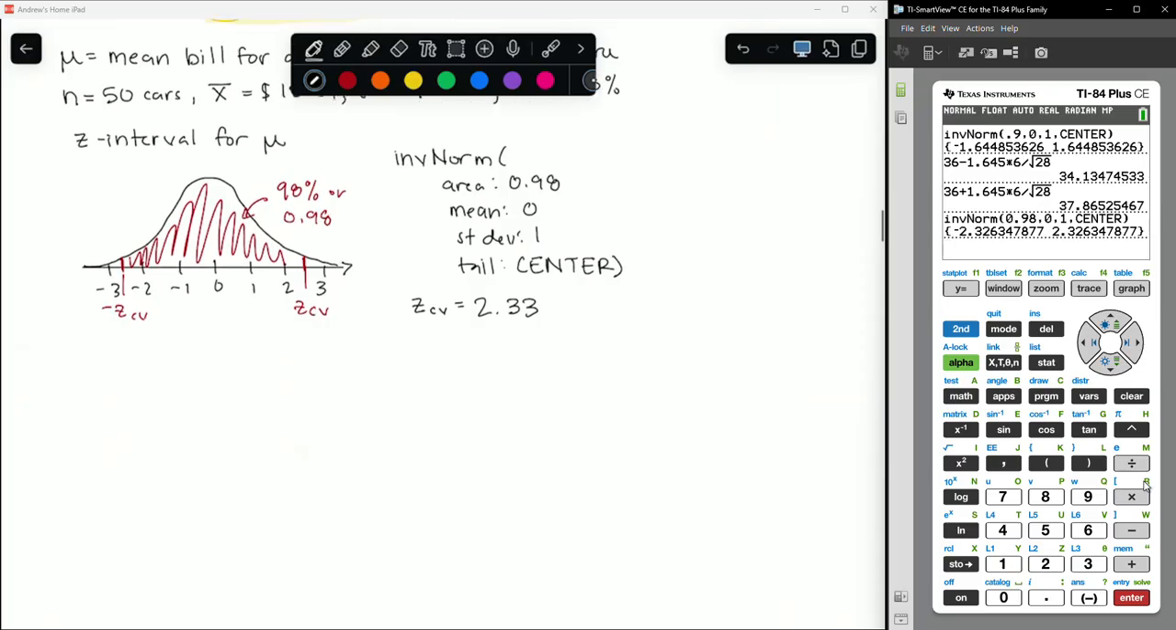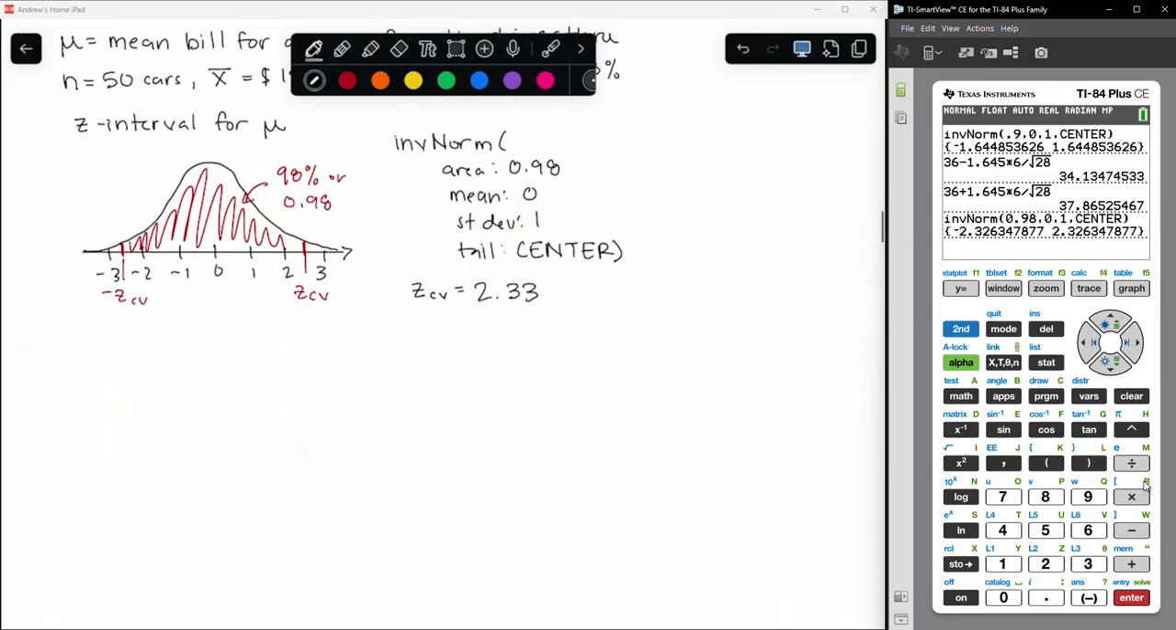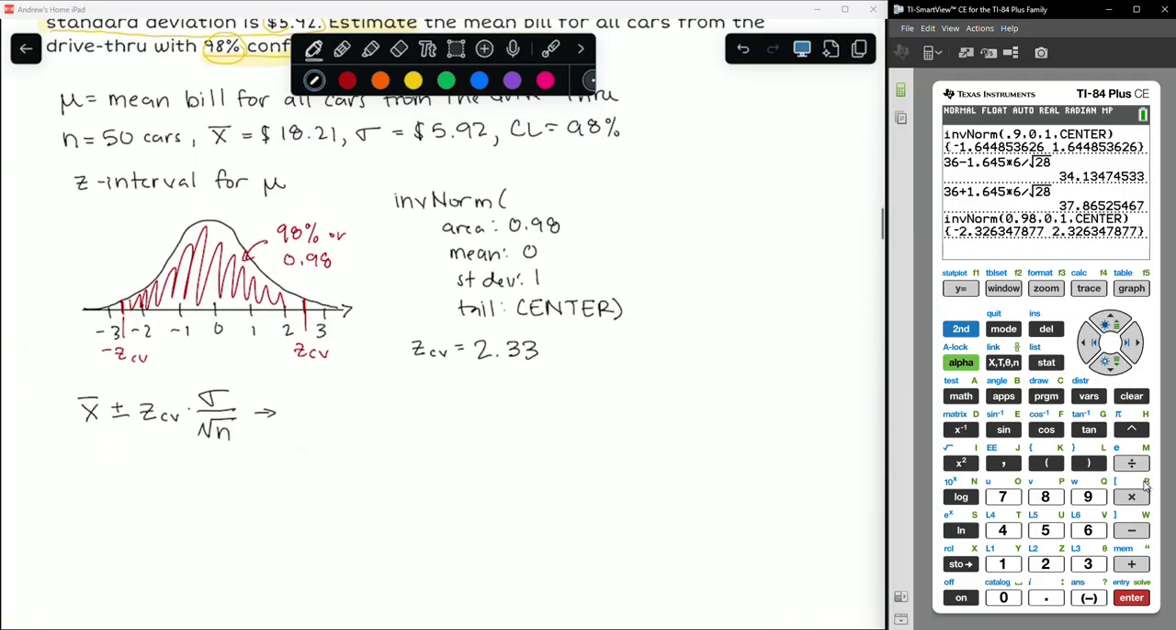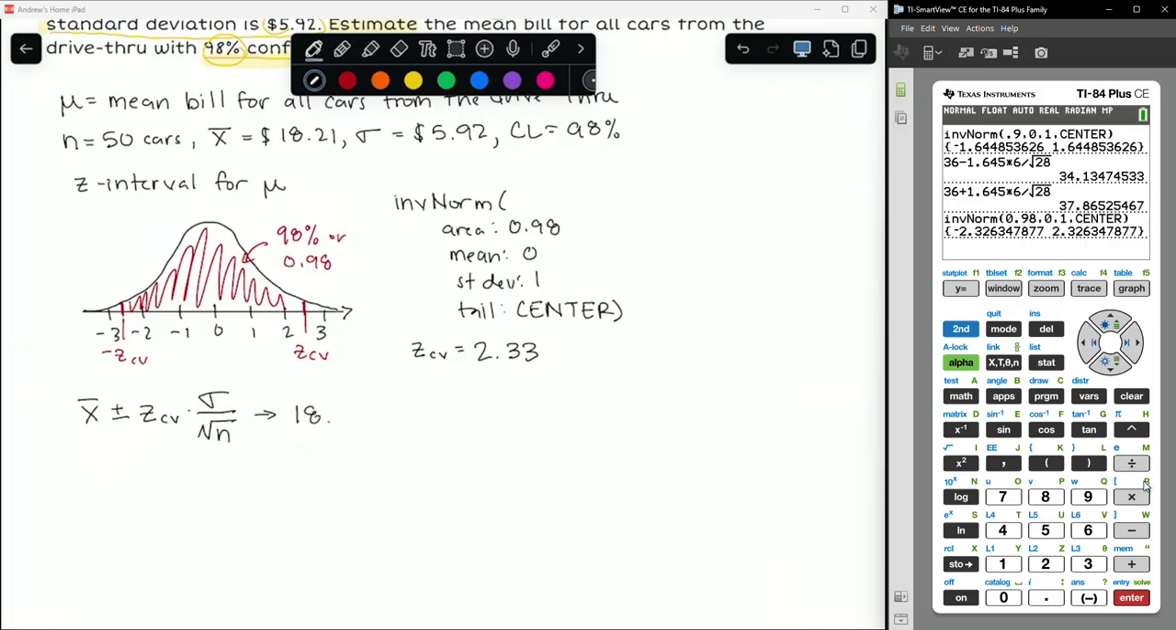And now that I know my critical value, I'm ready to build my confidence interval. So sample statistic plus or minus critical value times standard error. So in this case, our sample mean was 18.21. Critical value was 2.33. Our population standard deviation was 5.92. And our sample size was 50.